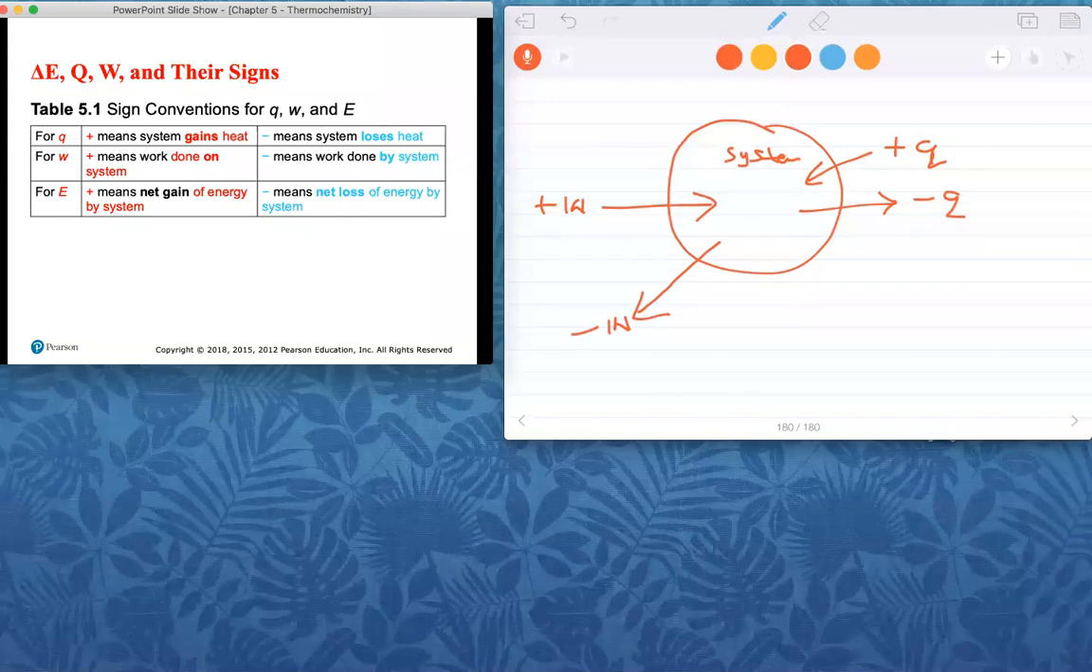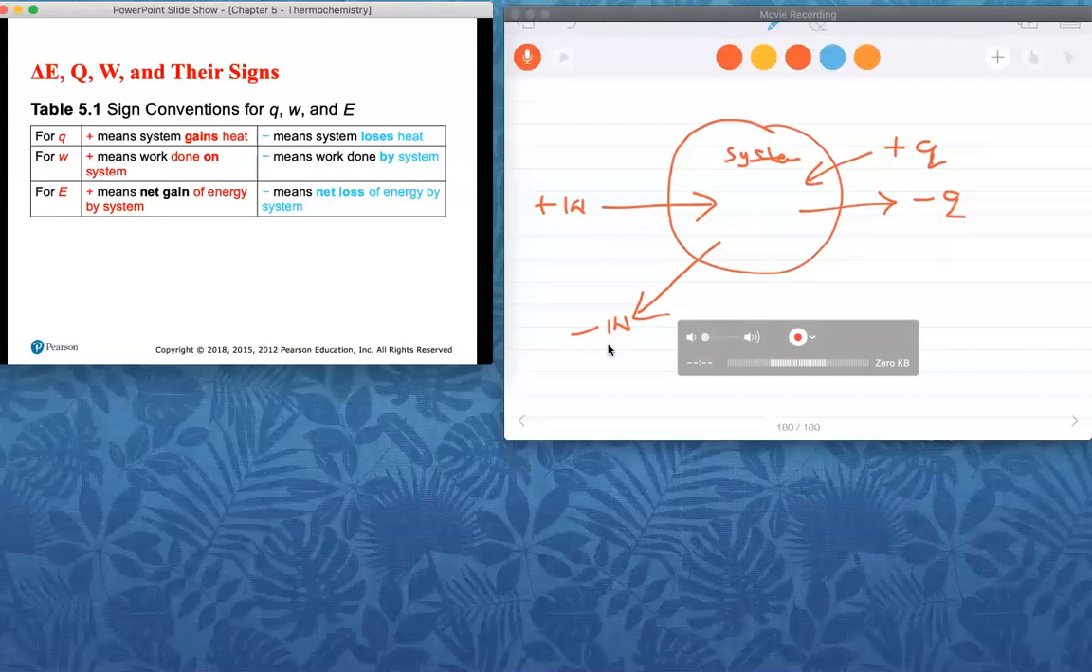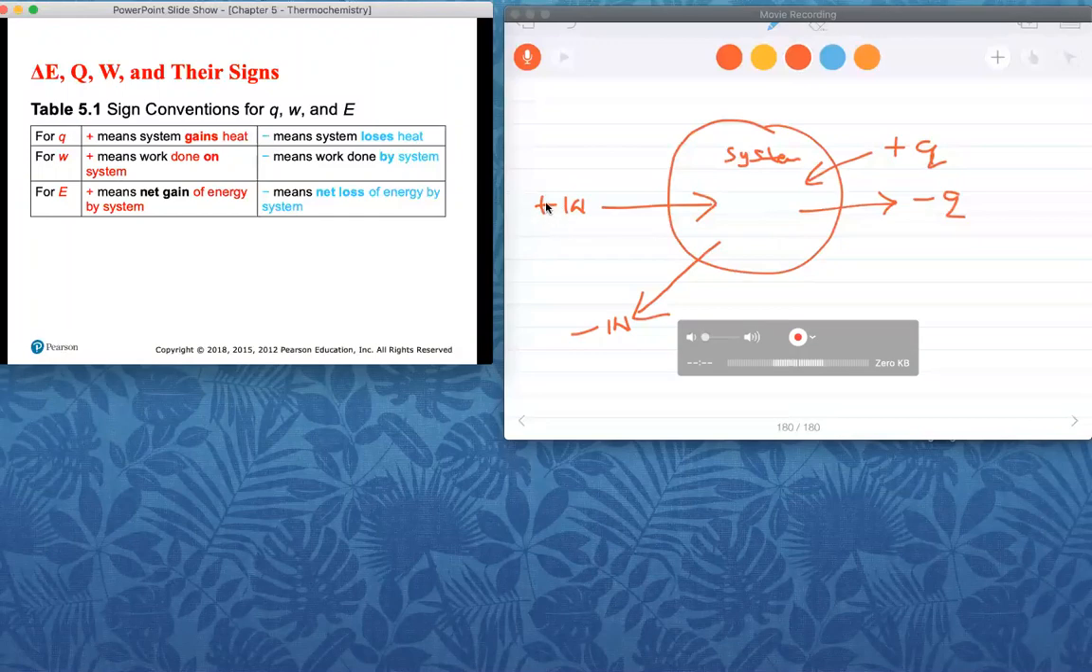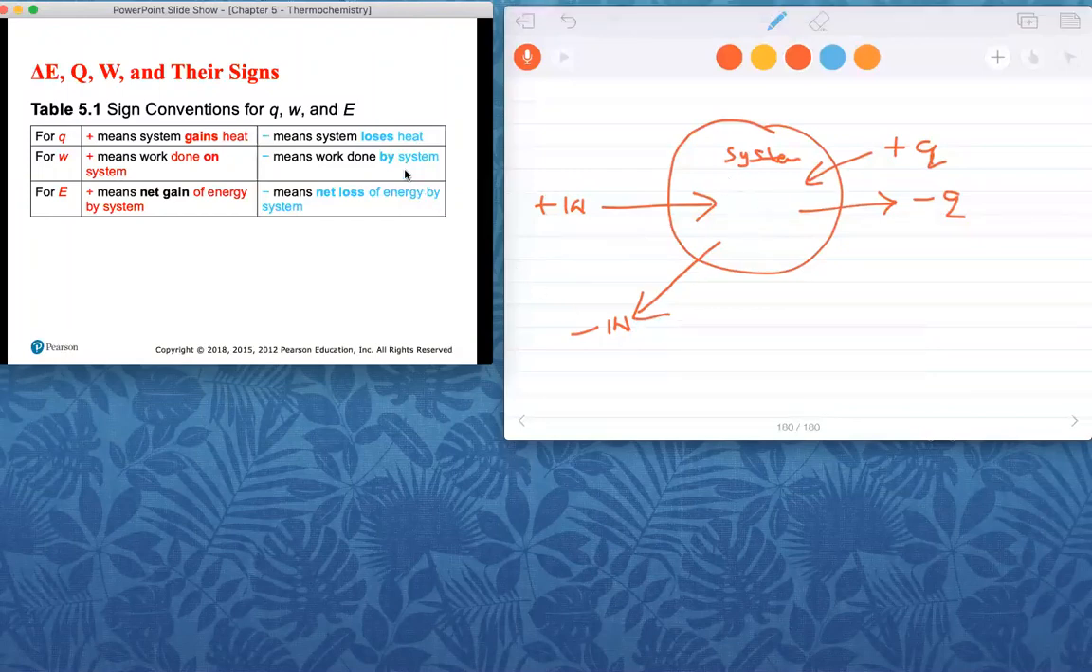Now the terms used for negative and positive W have to do with work done by the system and work done on the system. Look at the W: if the surroundings are doing work on the system, it is positive, work is done on the system. If the system is doing work on the surroundings, it is going to be negative.